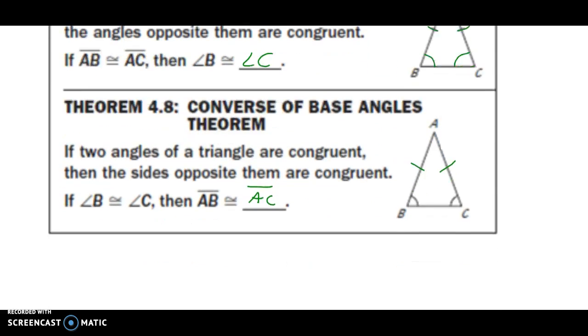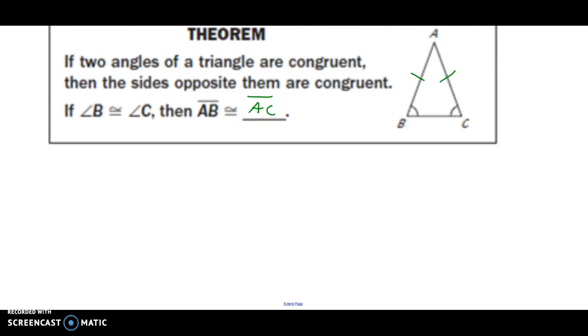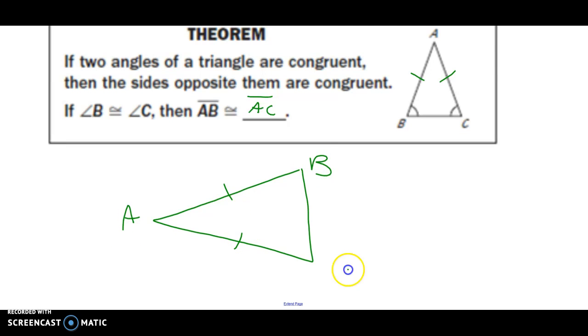And then, be careful, I do want to warn you, the base does not necessarily mean the bottom, right? Sometimes an isosceles triangle might be on its side like this. So if I give you A, B, and C, which ones are the base angles? B and C. It's the two angles attached to the two congruent sides. So it's not A and C necessarily. It's not the bottom. It's just whichever angles are attached to the two congruent sides.